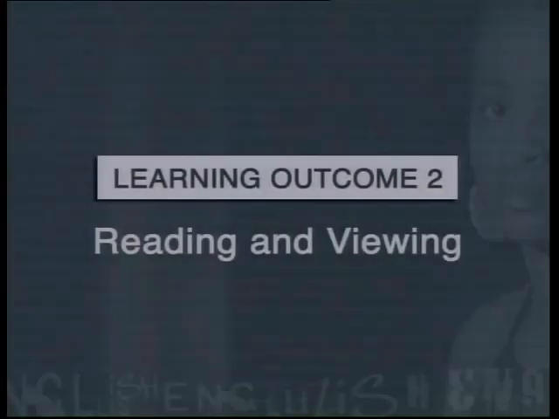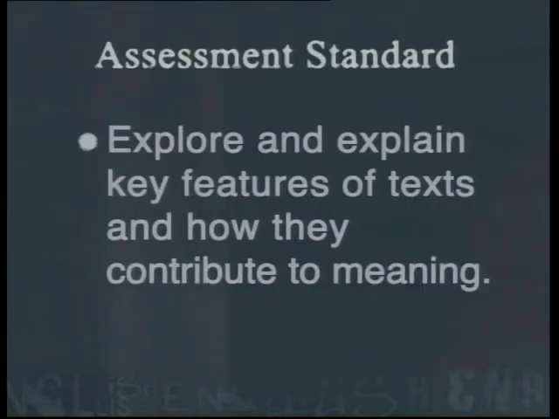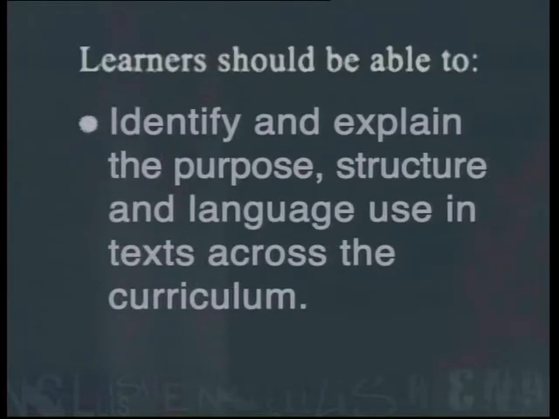The following lesson is linked to Learning Outcome 2, Reading and Viewing, and addresses the assessment standard that requires learners to explore and explain key features of texts and how they contribute to meaning. Learners should be able to identify and explain the purpose, structure, and language used in texts across the curriculum.